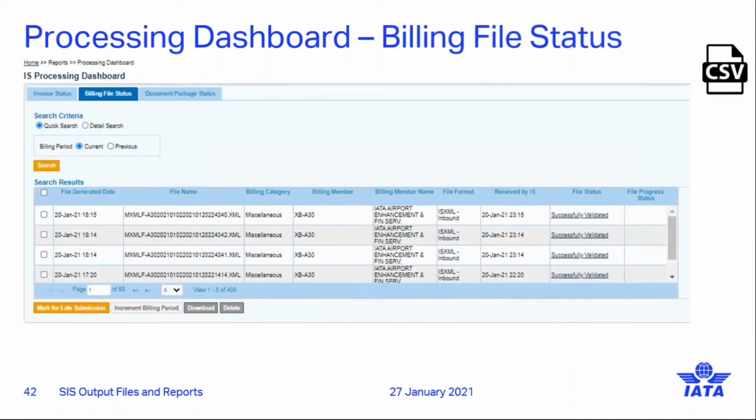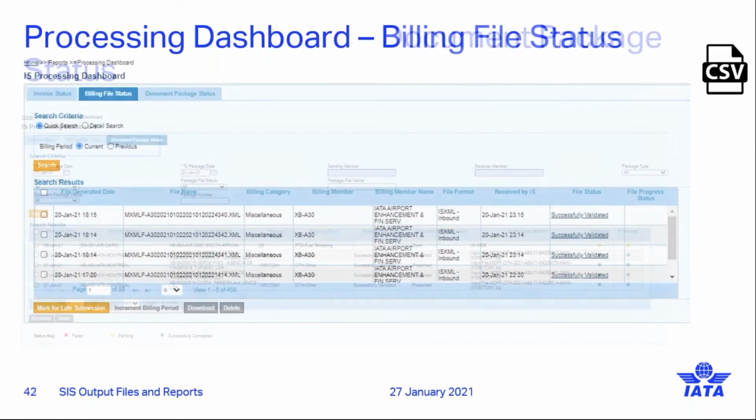To the next tab of the processing dashboard, we look at the billing file status. This is where the billing file status will be displayed. Here, the user can see the file and their status. Note, it does not follow the color logic as before. You'll see the written convention under the file status column.